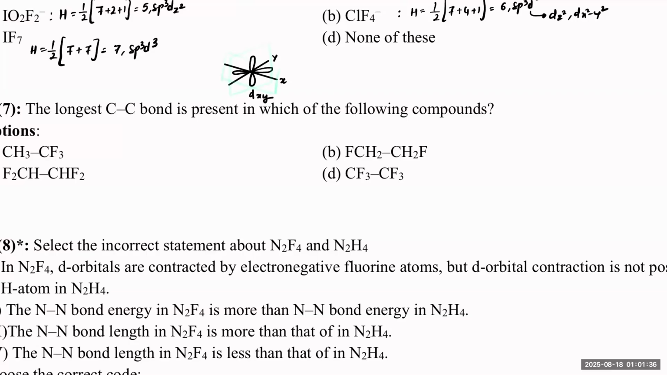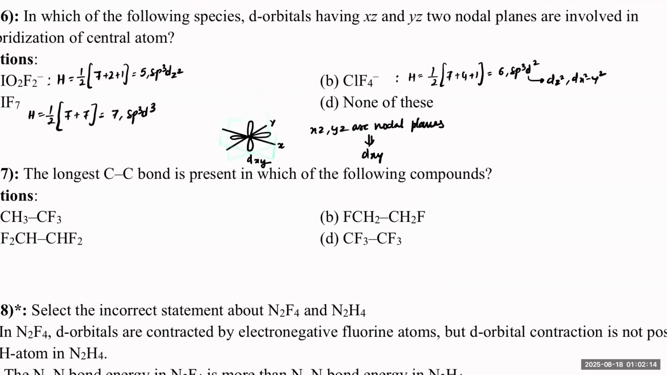Now, what is this one? This is the xz plane and this is the yz plane, correct? And have you noticed there is no electron present on the xz and yz planes? So which means what are those two? Nodes. These two are nodal planes. Which means for which orbital are xz and yz nodal planes? These are nodal planes for dxy. So isn't that what the question is asking?